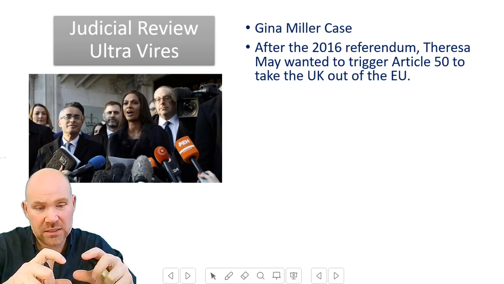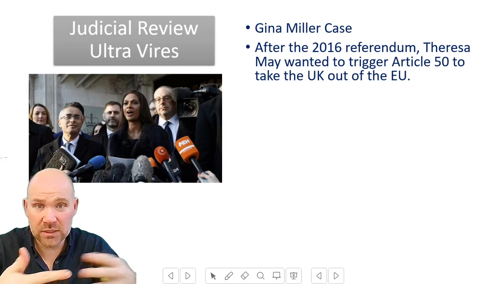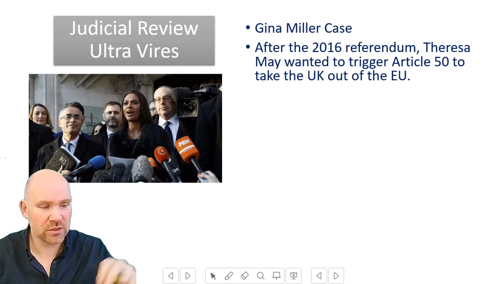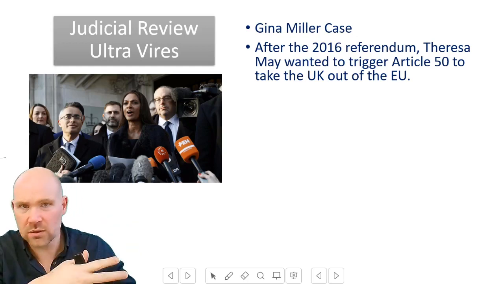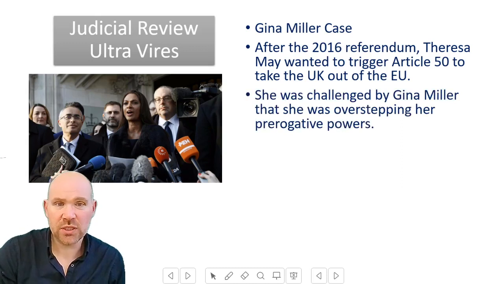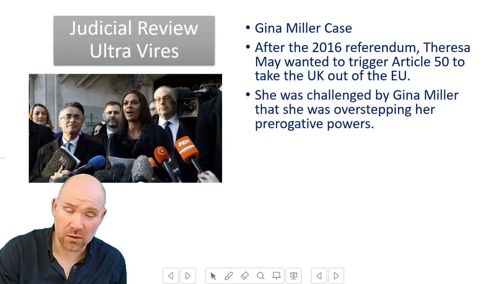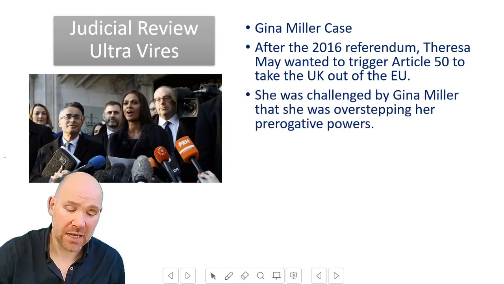Now, Article 50 is the bit of the document where we joined the EU that said this is how you leave. So she wanted to send a letter to the EU saying this is our official notification, according to Article 50, that we wish to leave the EU. But she was challenged by Gina Miller that she was overstepping her royal prerogative powers. She argued that actually only Parliament had the power to take us out of the EU.